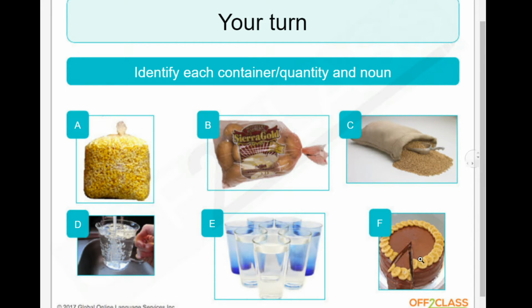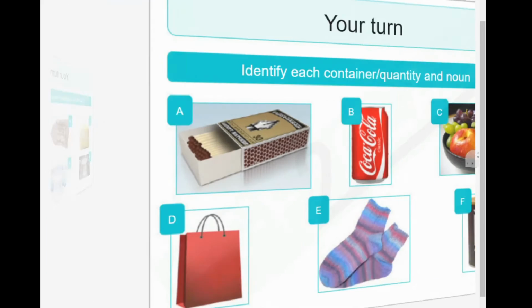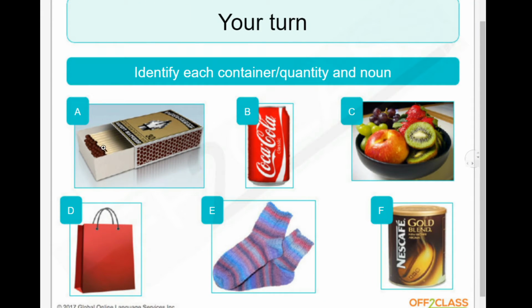And what about F? Here we have a slice or a piece of cake. Very good. Let's move on. And what do we have here?